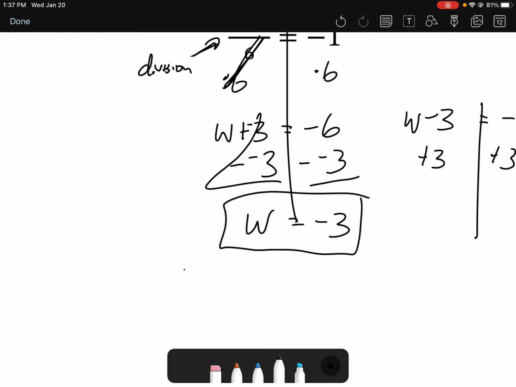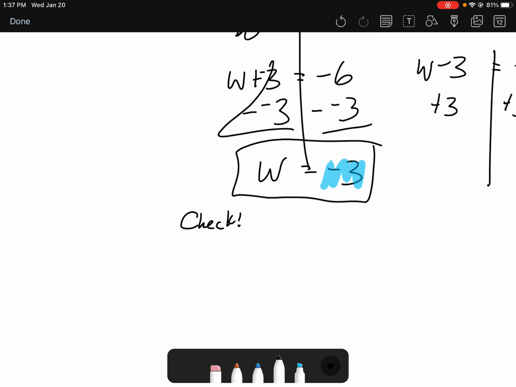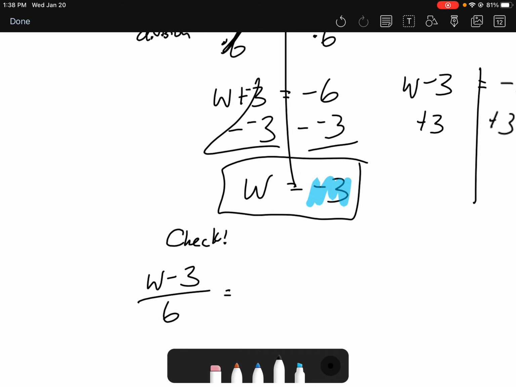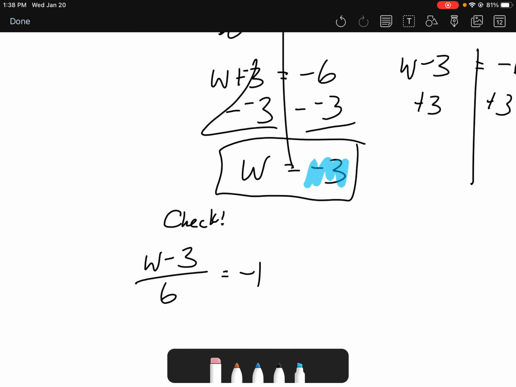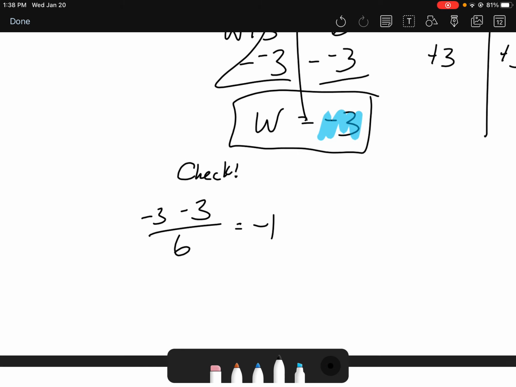I do need to make sure I check my solution. I'm going to take the original problem up here and substitute negative 3 in for w. The original problem was w minus 3 over 6 is equal to negative 1. Again, I'm replacing the w with negative 3. Negative 3 minus 3 is negative 6. Divided by 6 does give you negative 1.